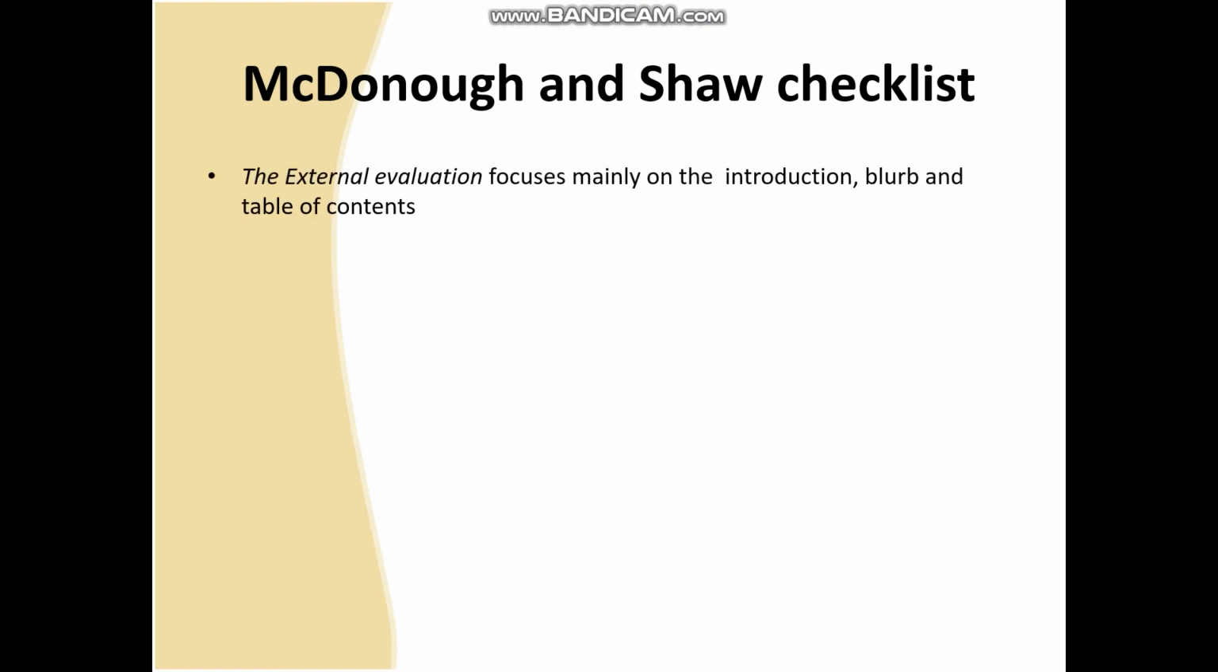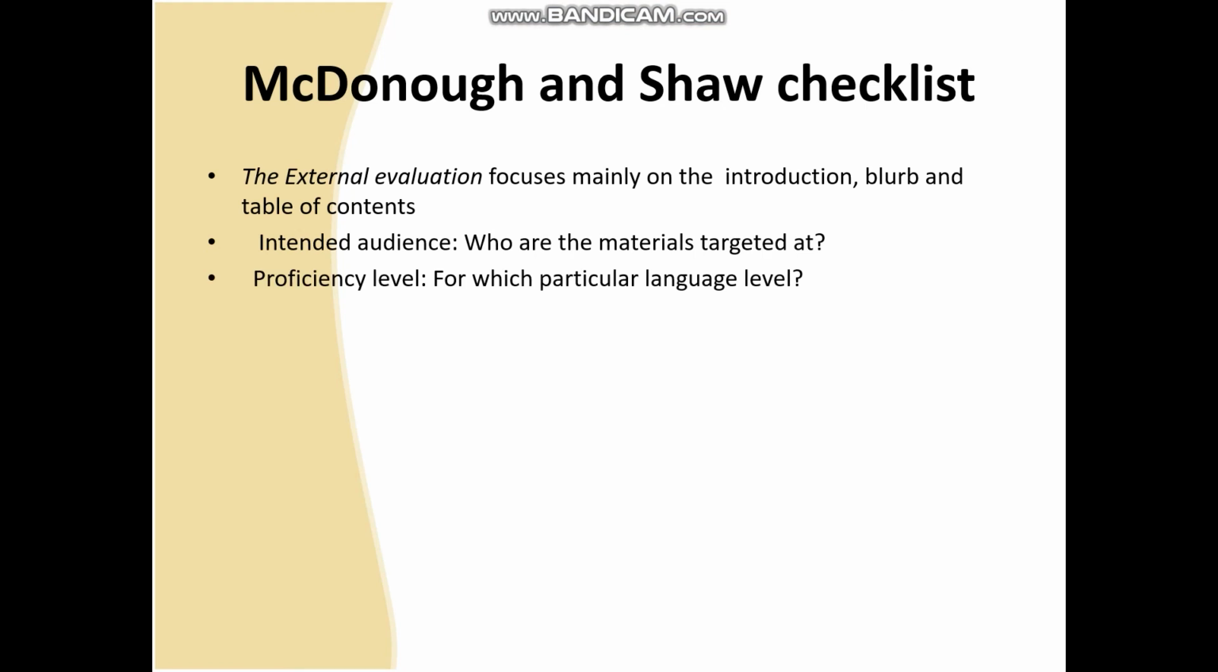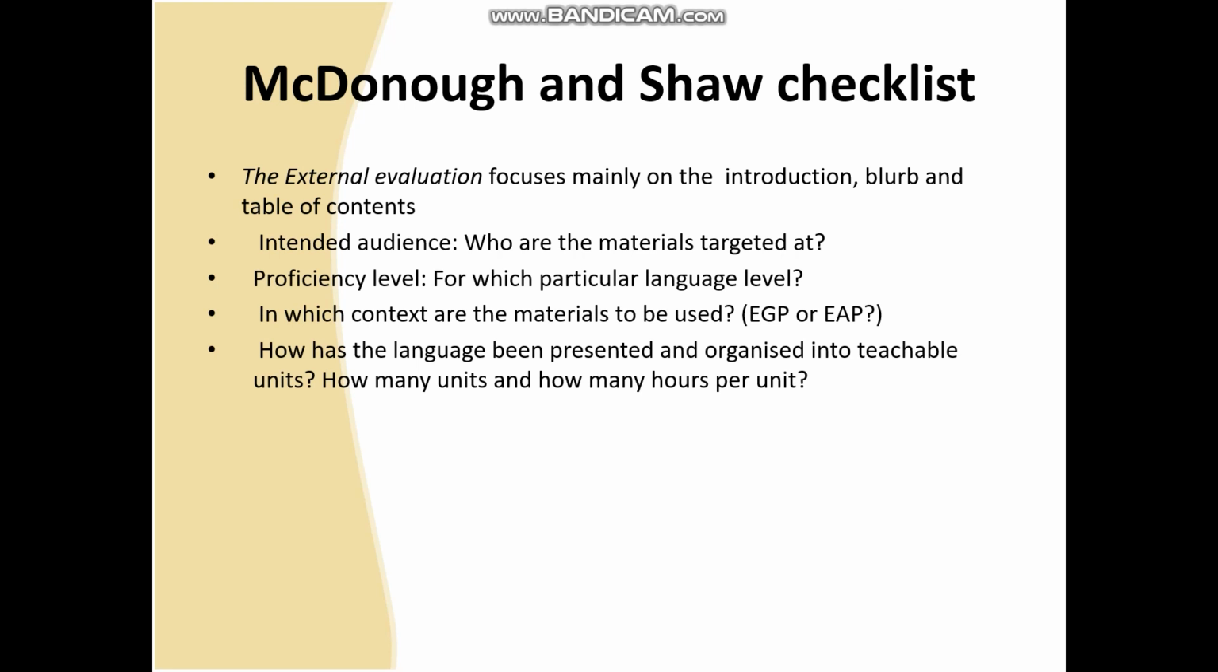One more checklist that we're going to provide is McDonald and Shaw's. There is external evaluation that focuses mainly on the introduction, the blurb, and the table of contents, but it should be provided by the intended audience. Who are the materials targeted at? It means what age, what group, what proficiency level, for which particular language level, whether it's intermediate, advanced, or pre-intermediate. In which context are the materials to be used?